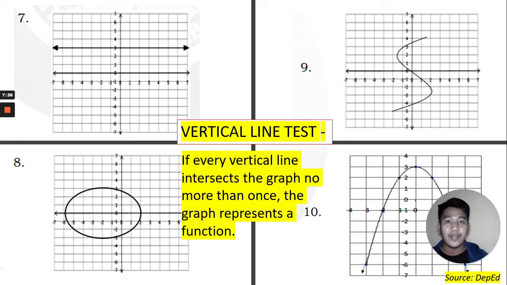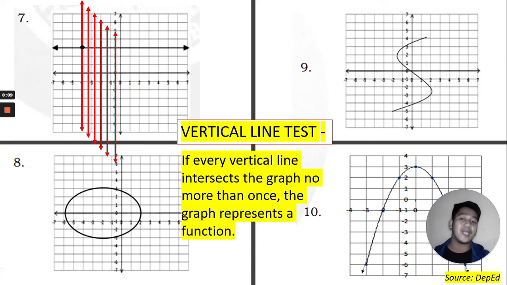If the vertical line that we draw intersects the graph no more than once, then the graph represents a function. If the vertical line intersects the graph more than once, then it does not represent a function. Let's try number 7. Here is the vertical line, and as you can see, there is only one intersection point, meaning it is a function. Wherever I place a vertical line, it will give me only one intersection point between the vertical line and the graph.